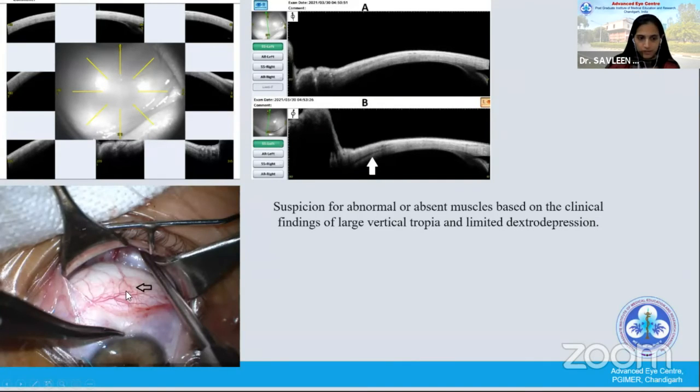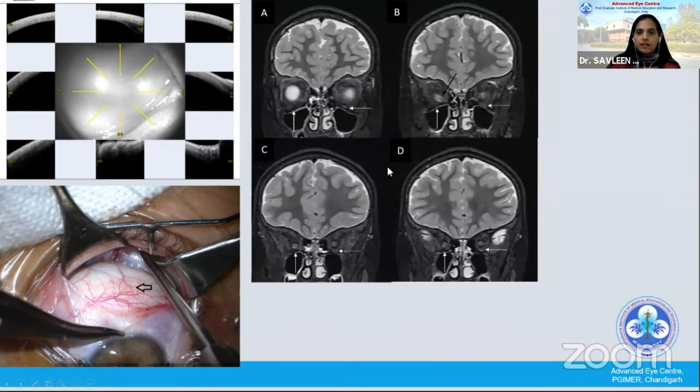On table also, we saw that this is the vortex vein, and where the normal inferior rectus should be, there was an episcleral vessel, which you find in cases of aplastic or absent muscles. We of course confirmed our findings on the neuroimaging. You see the left inferior rectus nicely seen, and the right side inferior rectus could not be seen from anterior to posterior scans.